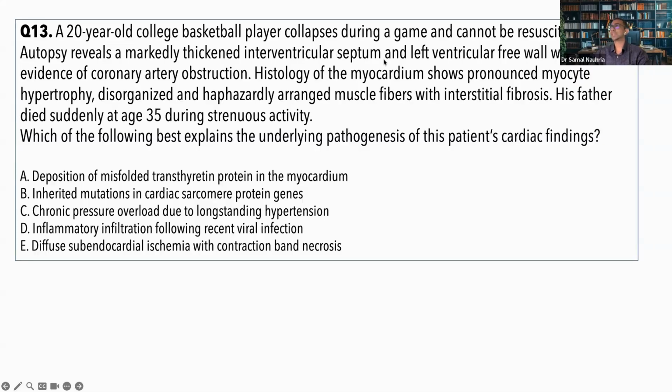This is again what we just discussed, you remember? And left ventricular free wall with no evidence of coronary artery obstruction. So this is important. There is no coronary artery obstruction, okay, but the interventricular septum is thick. Histology of myocardium, now we did the biopsy, shows pronounced myocyte hypertrophy, disorganized and haphazardly arranged muscle fibers with interstitial fibrosis. Father died suddenly at age 35 during strenuous activity. Similar thing happened. So they're telling us it's running in families, it's hereditary.